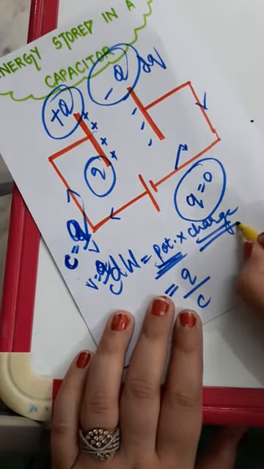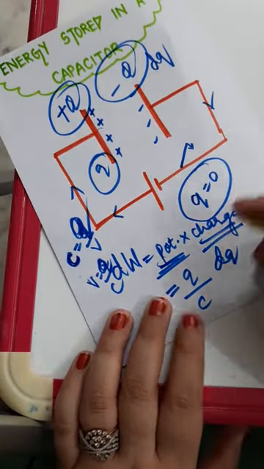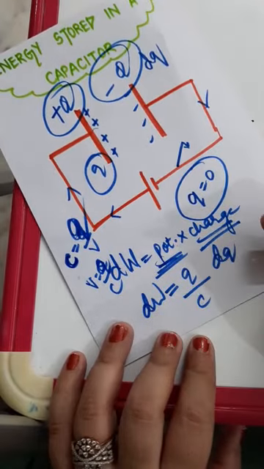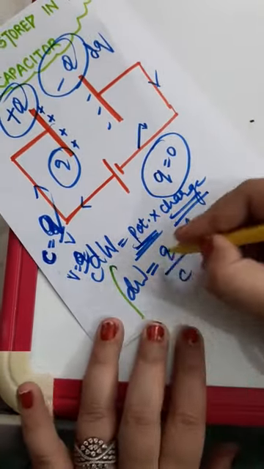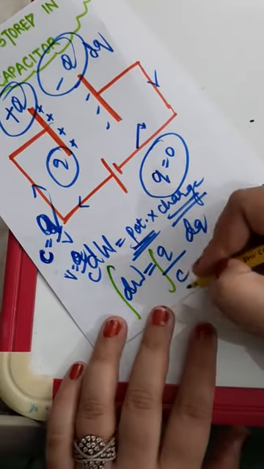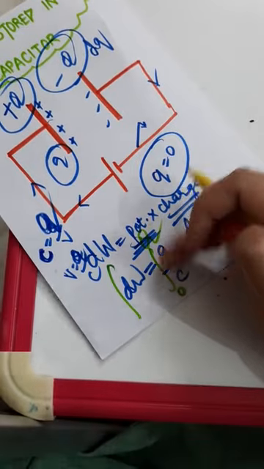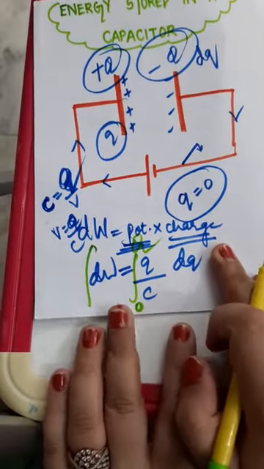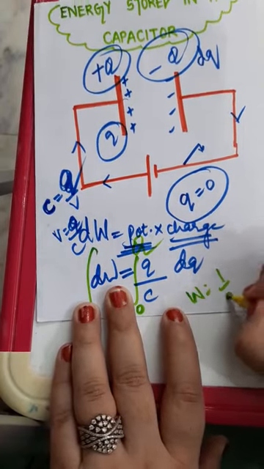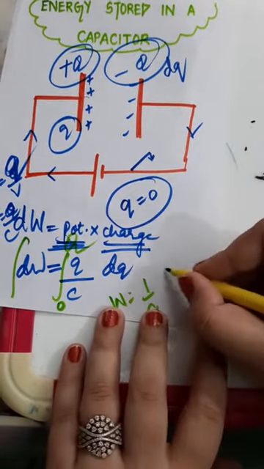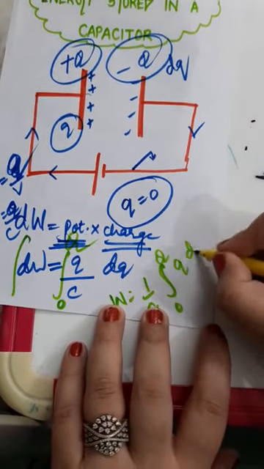And what is the charge which is going? It is going in small installments of dQ. So this is the small amount of work done, dW. When you want to find the total work done, just integrate this equation within the limits 0 to capital Q, because the total charge has risen from 0 to capital Q. So this dW would become W, and this 1 by C would come outside the integration, and inside the integration we have 0 to Q, q dq.